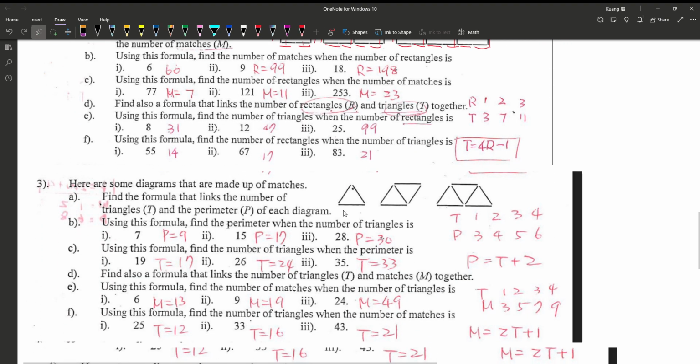So T and P. T represents the number of triangles. P represents the number of matches again.